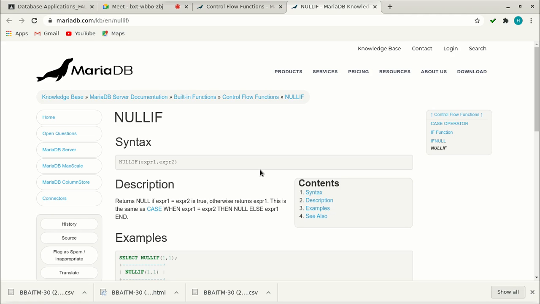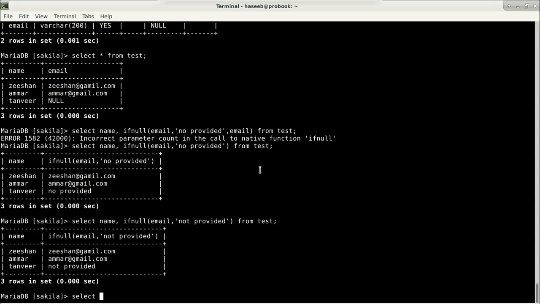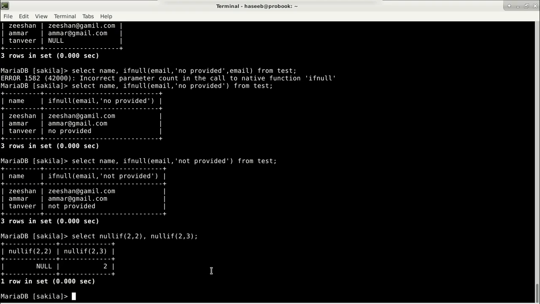So we can try NULLIF(2, 2), and NULLIF(2, 3). In the first case, the result should be null because both the values are same. Then the result of this should be 2 because the values are not same. So the answer of first is null and the answer of second is 2. Anyway, this is a very specific case.